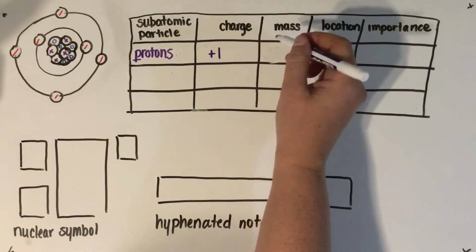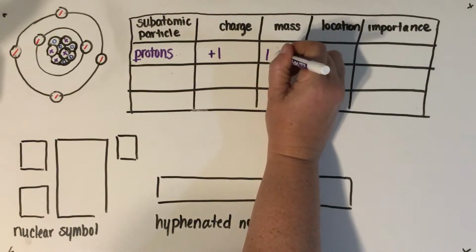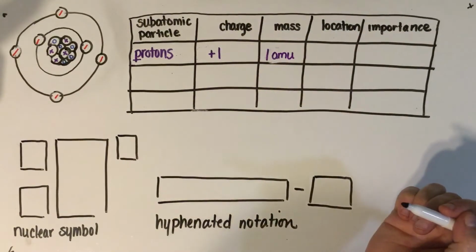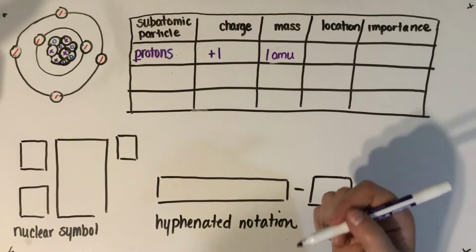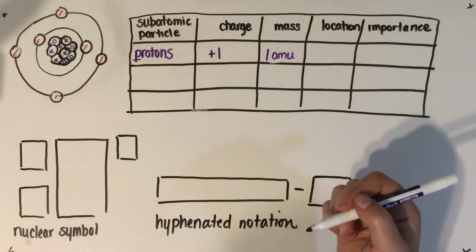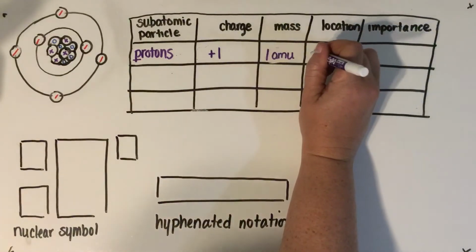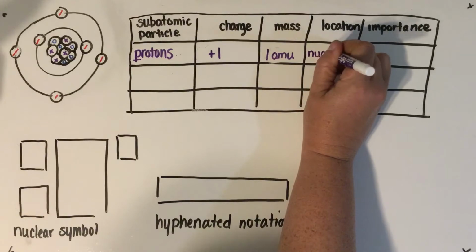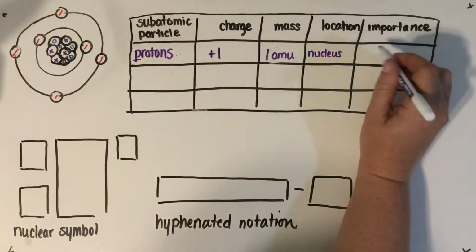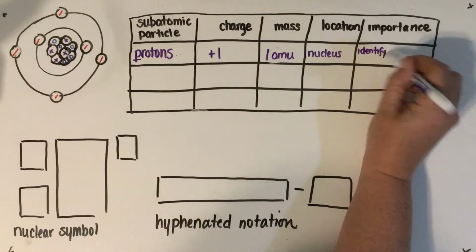The mass or mass number of a proton is also equal to 1. That's 1 AMU, or atomic mass unit. This is not the actual absolute mass of the proton. Instead, it's the relative mass of the proton compared to other particles. As we already stated, the protons are located in the nucleus. And the protons are incredibly important because they actually identify the element that we're looking at.